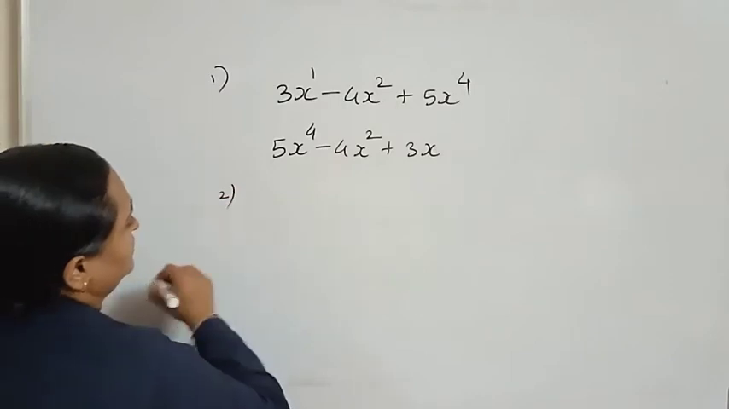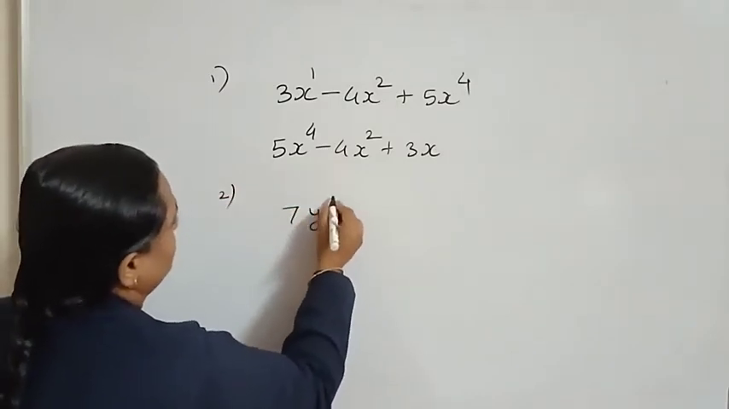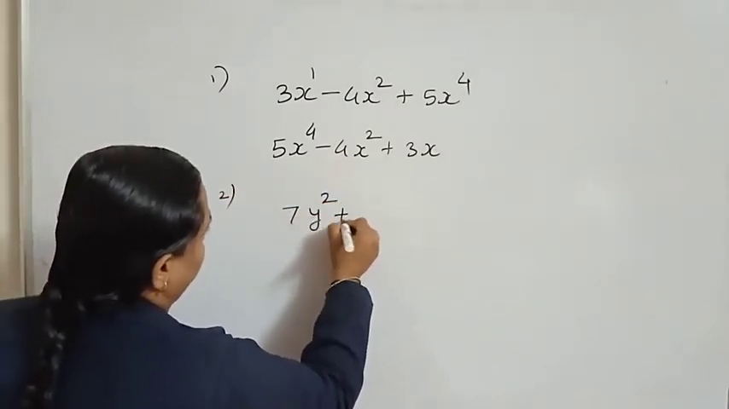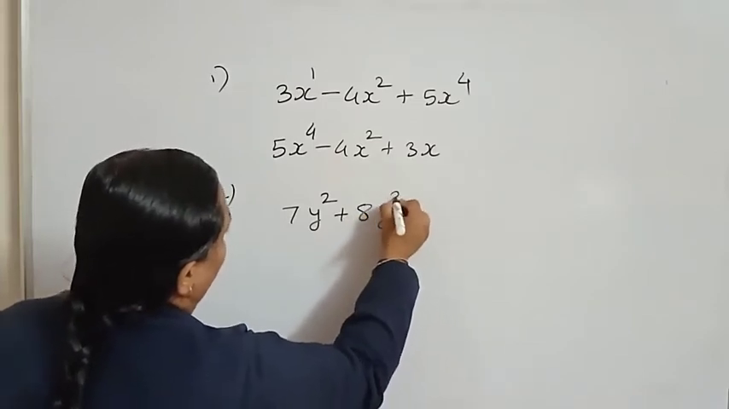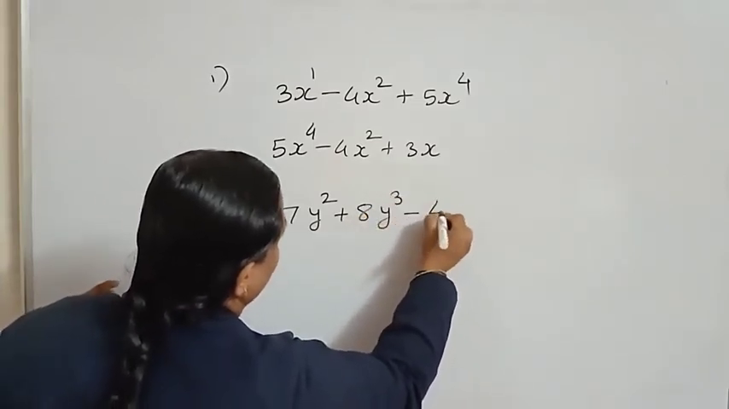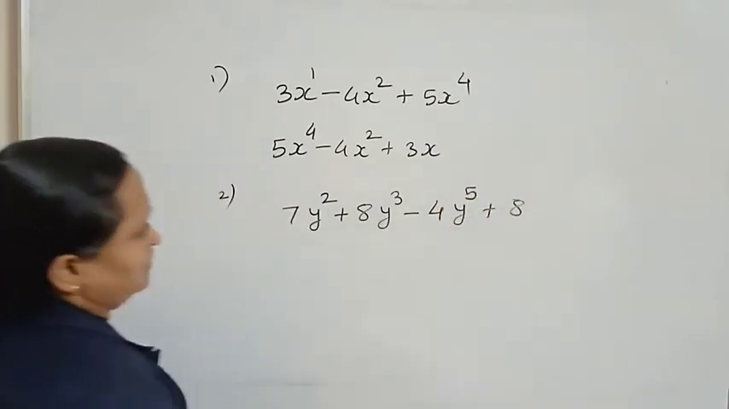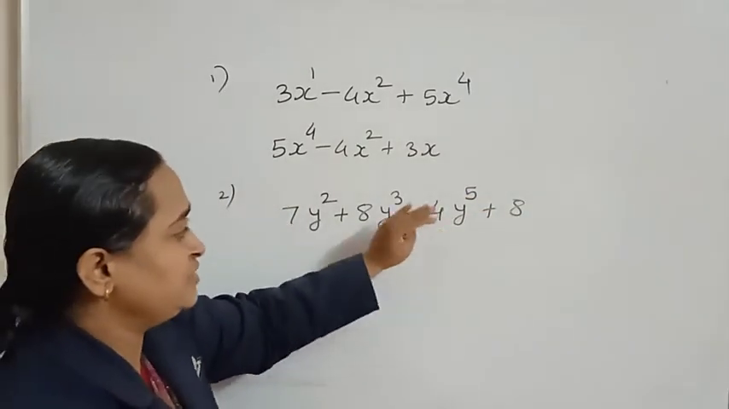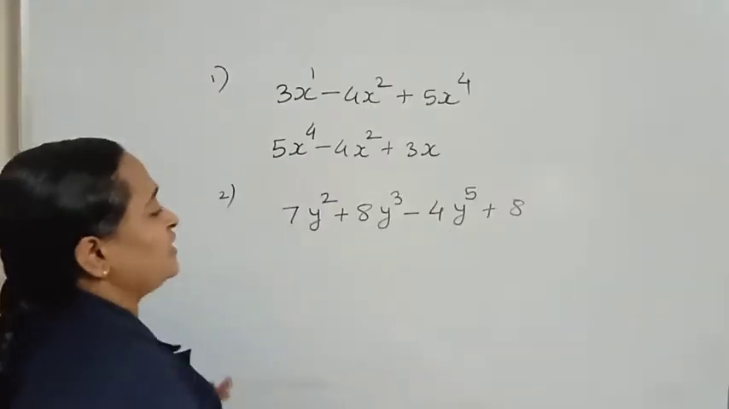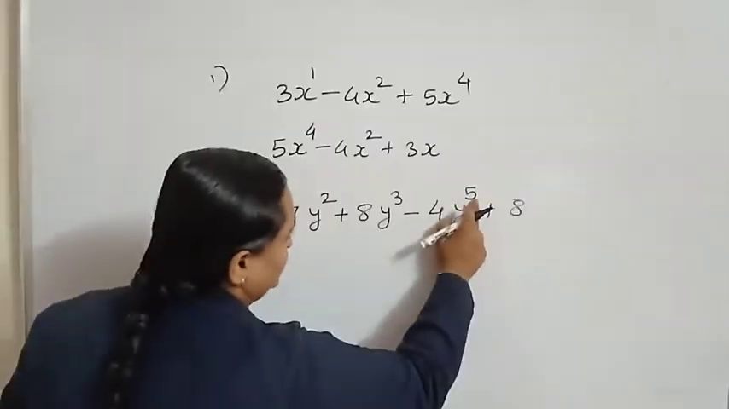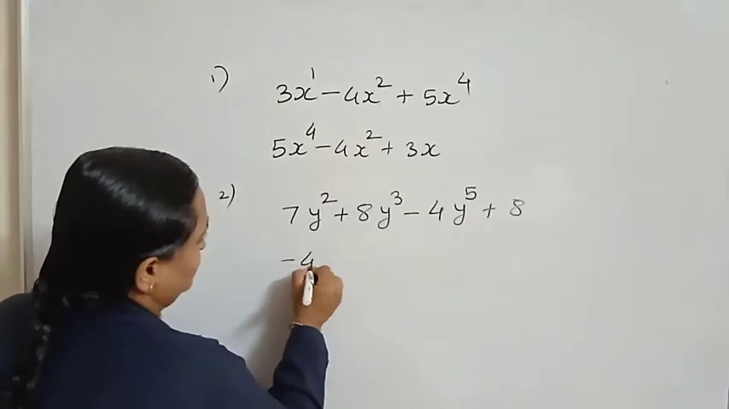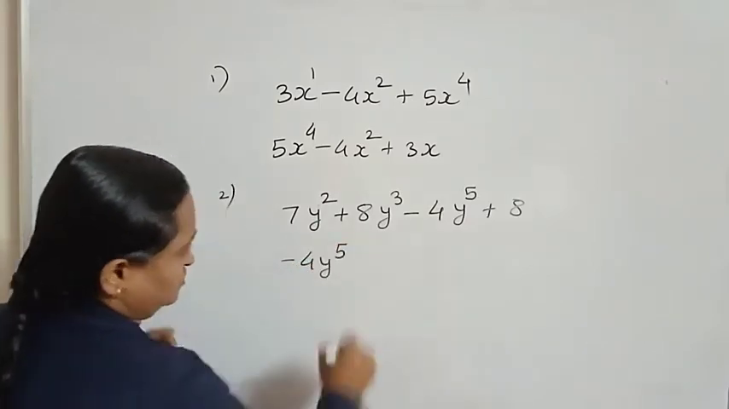Second example we will take 7y square plus 8y cube minus 4y raised to 5 plus 8. Now this example we have to write down in standard form. Then first, biggest power is 5. So first term will come minus 4y raised to 5.